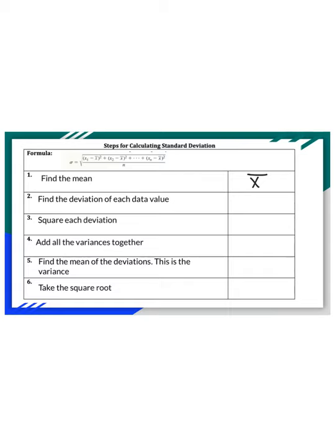Then we're going to find what is called the deviation of each value. To find that, we're going to subtract the mean from each data value. So x1 minus x bar, where x1 is going to represent one of our actual data points. Once we've done that, we're going to go ahead and square each one of our deviations. So again, this would be (x1 minus x bar) squared. And then we're going to add them all together, and we're going to get a number.